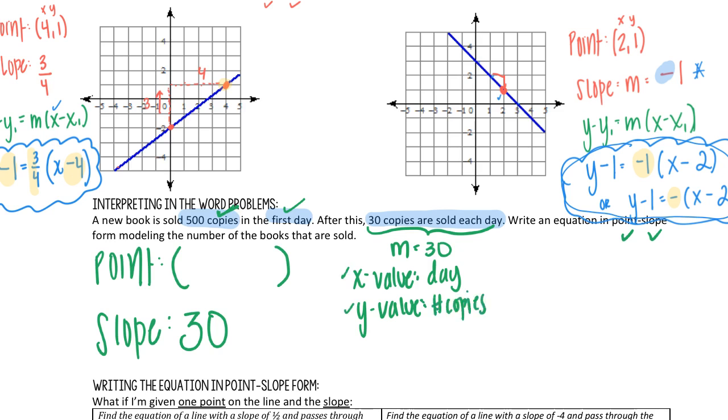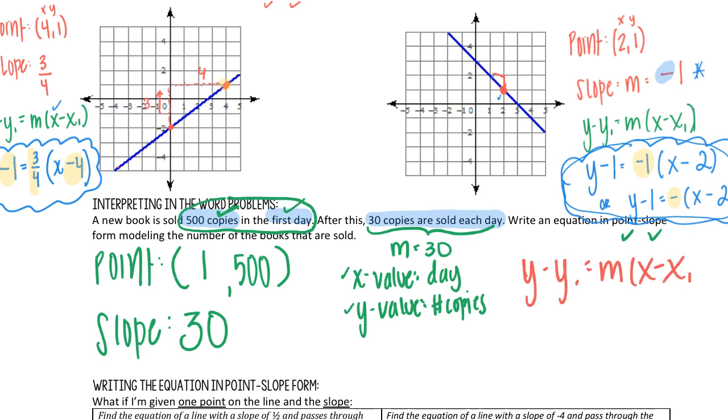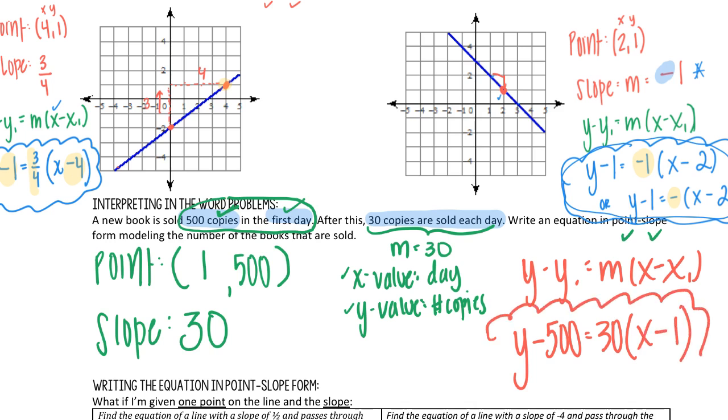So using these two pieces of information, let's go back to this information. On the first day, 500 copies were sold. So our x value of the day is 1. The number of copies that are sold would be 500. We now have a point, we have our slope, so we can plug into point slope form. So we have y minus your y value equals your slope times x minus the x value of the point. Voila.